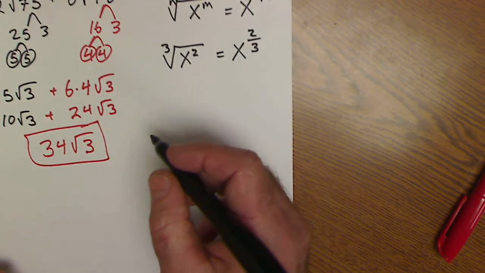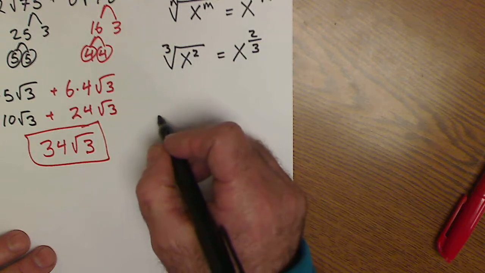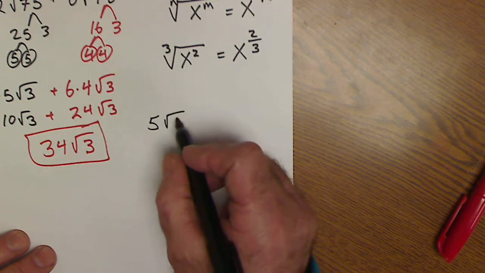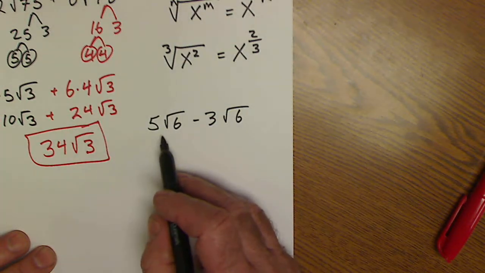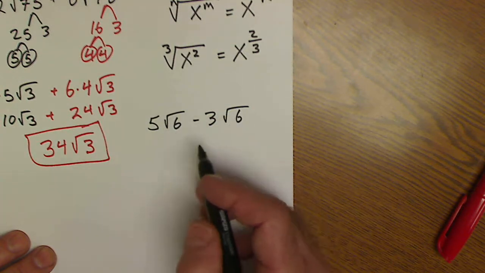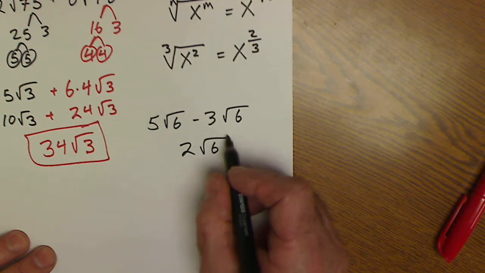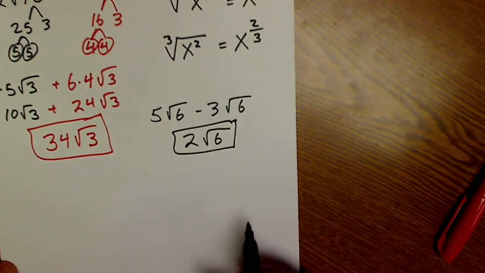So we got addition, subtraction. Same thing if I have 5 root 6 minus 3 root 6. I'm saying I have 5 of these root 6s minus 3 of them, leaving me with 2 of them, or 2 root 6. That would be my answer.